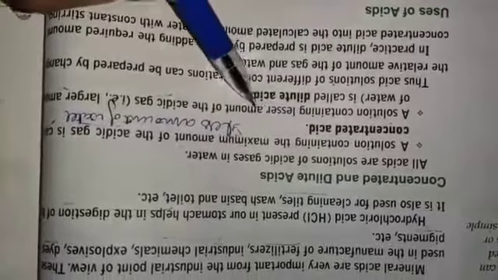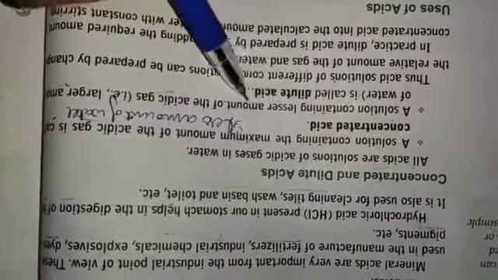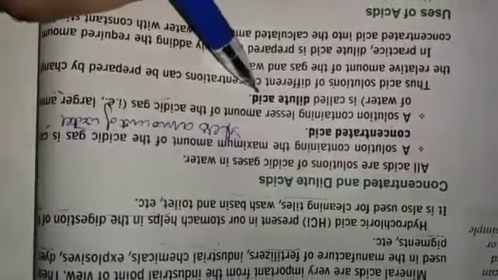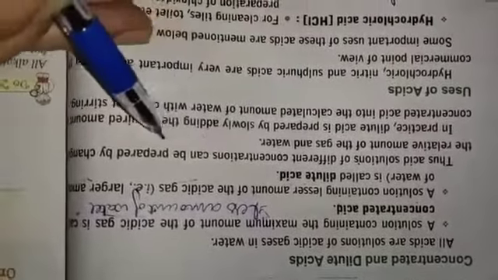And a solution which contains less amount of gas but a large amount of water, the opposite of concentrated acid, lesser amount of acidic gas and a large amount of water, is called dilute acid. Thus acids of different concentrations can be prepared by changing the relative amount of gas and water.